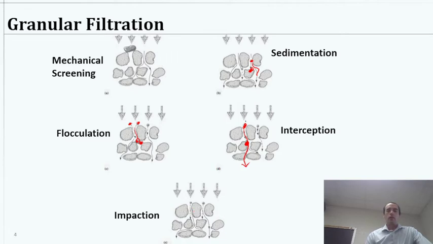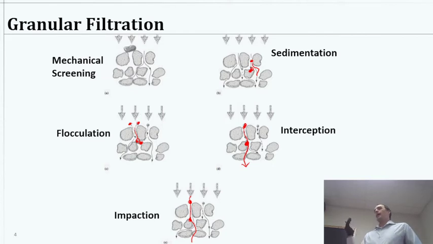Last one would be impaction. A little bit like what I was talking about with sedimentation, but simply the water is going too fast around the bend, and the particle is right here, doesn't move at the same speed as the water exactly, right? So in some sense, it's about the same as sedimentation, but if you take the turn too fast, the water makes the turn, the larger, heavier particle does not make the turn, and it impacts the sand grain or whatever.